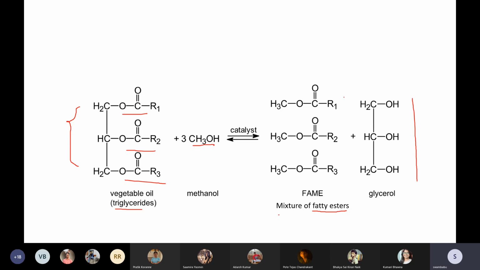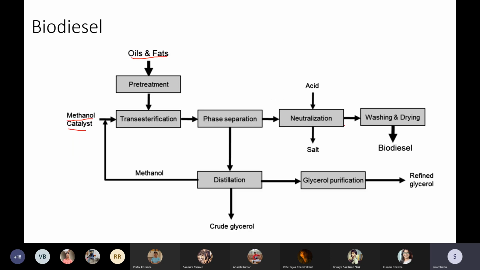We want to separate the glycerol from the fatty esters. So, phase separation. Actually, fatty esters and glycerol can be easily separated. The fatty esters are oil-like components, and glycerol is a water-like component. So simple phase separation will do. After phase separation, the fatty esters go this side and the glycerol goes this side.